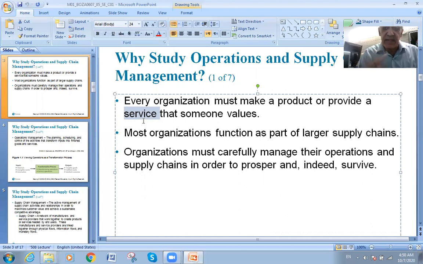The second difference between product and services: a product, you can store it. You can put it in a warehouse, like in the logistics system.